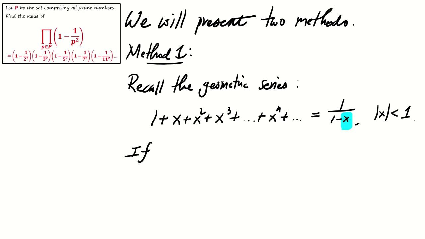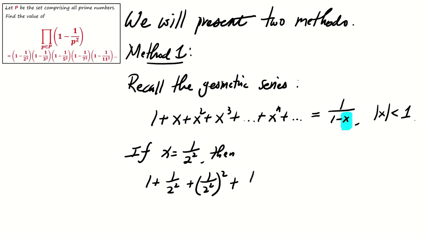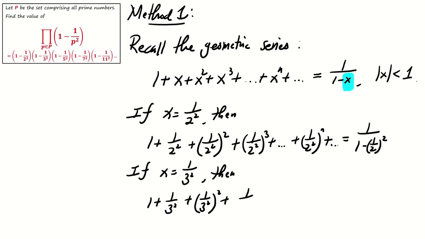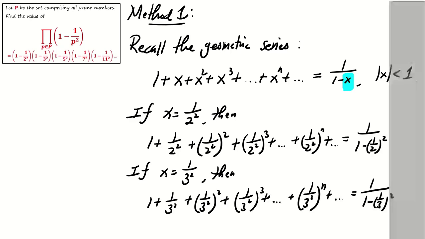So if x equals 1 over 2 squared, then we substitute x as 1 over 2 squared, and we obtain 1 plus 1 over 2 squared plus (1 over 2 squared) squared plus (1 over 2 squared) to the power 3, and so on. Using the formula, it is 1 over 1 minus half squared. If x equals 1 over 3 squared, the sum equals 1 over 1 minus 1 over 3 squared.